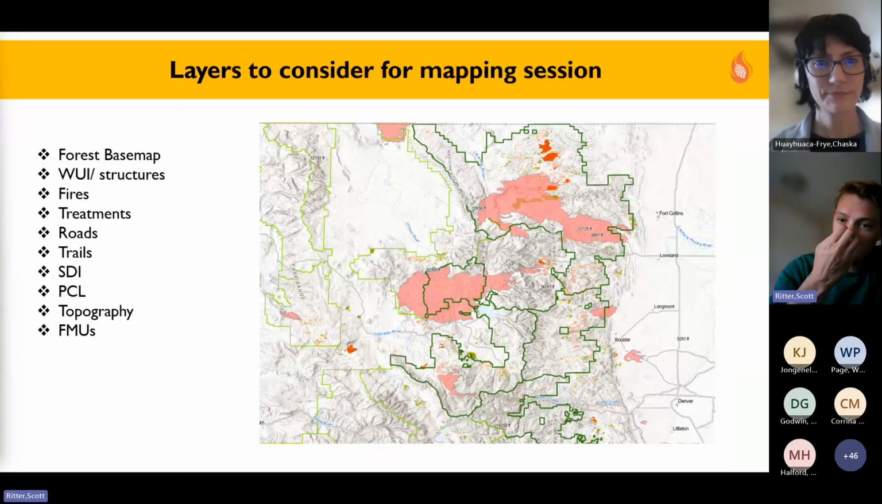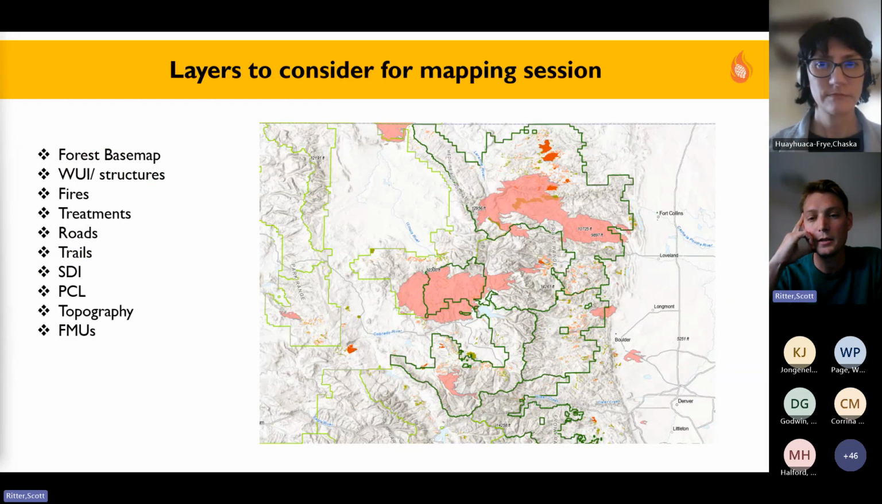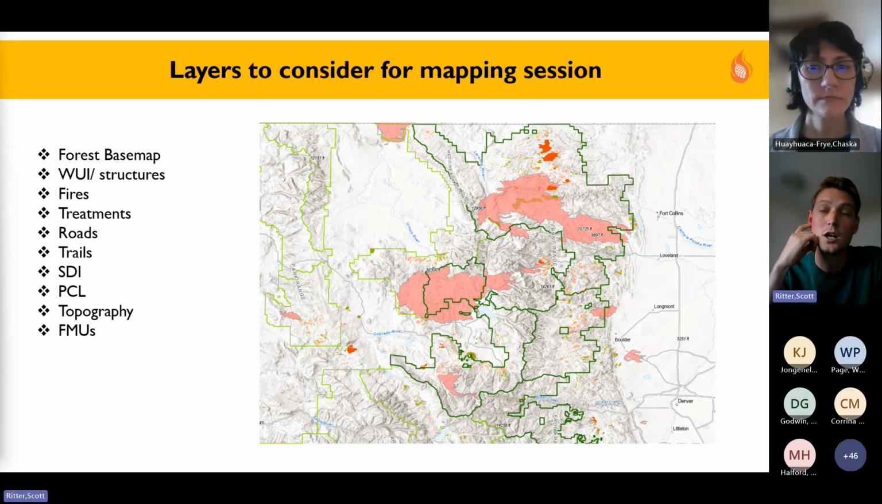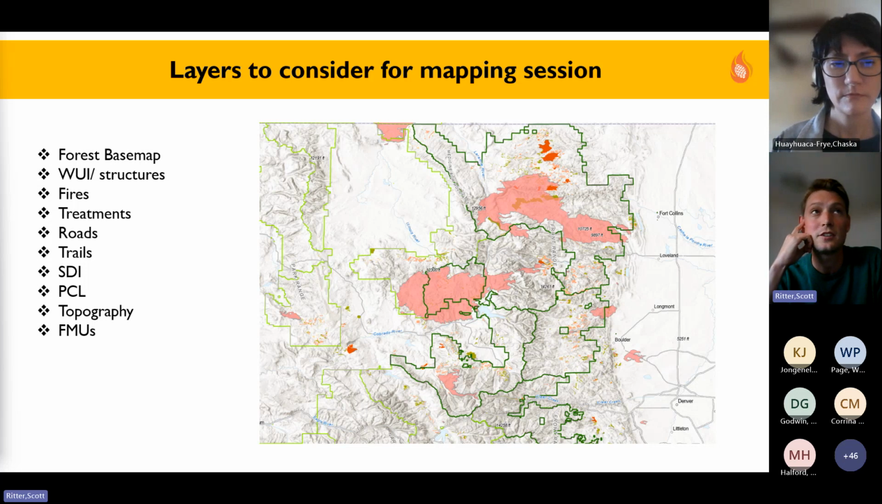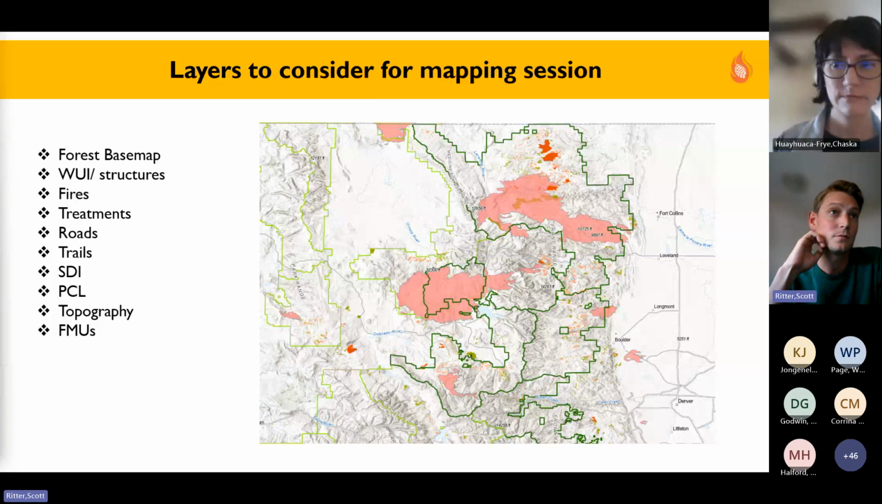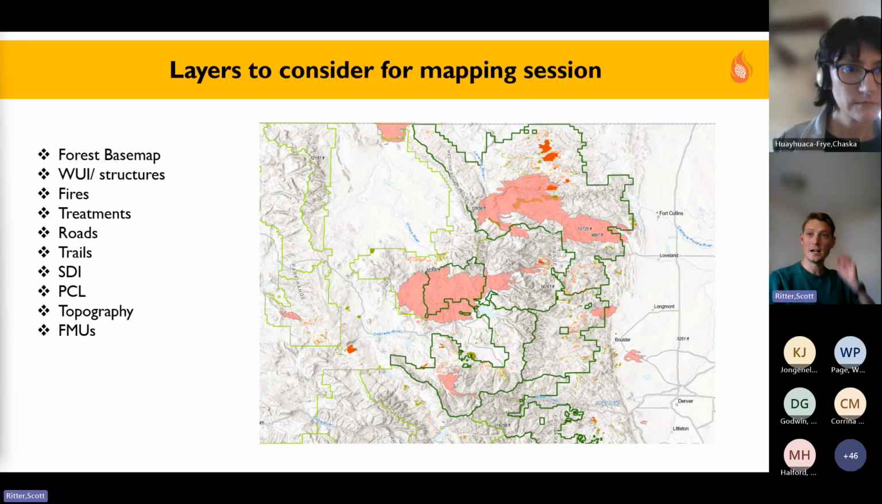So the last slide I have on here, we'll see a lot more of as we get into our mapping this week. These are some of the different layers that I will have ready to go for reference as we're working on revising the pod. We'll have our forest base map, the visitor maps for the Arapaho Roosevelt, WUI and structural locations, all the historical fire and fuels treatment work, our roads and trails networks, the suppression difficulty index and potential control layers, topography, super important, and then fire management units. Some forests still had the older fire management units that we've used before, to have as a starting point. I'll have some other stuff as well, things like vegetation type, fuel model, anything else we might think to look at as we're going through the mapping.